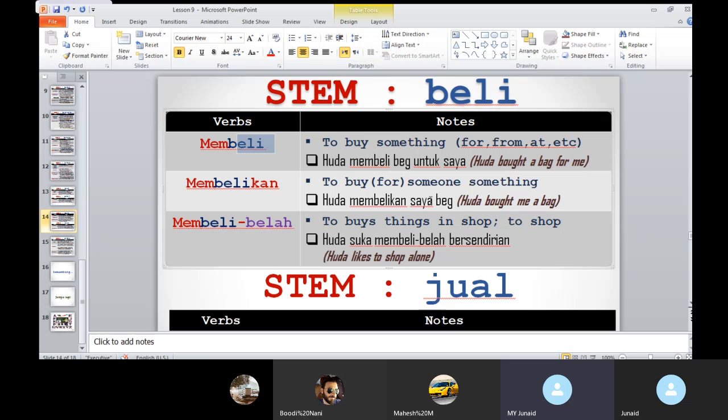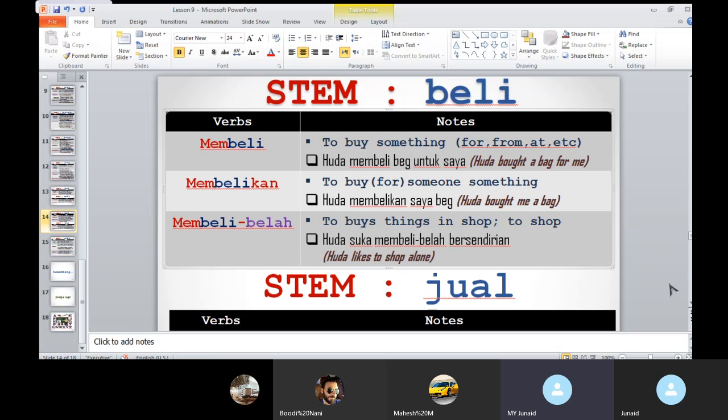And it's another word, membeli belah. So this word beli and belah. Membeli belah means shopping. But in spoken Malay, we just use beli belah. Awak nak pergi beli belah? Awak nak pergi shopping? Jom pergi beli belah. Let's go for shopping. Something like that. Clear?